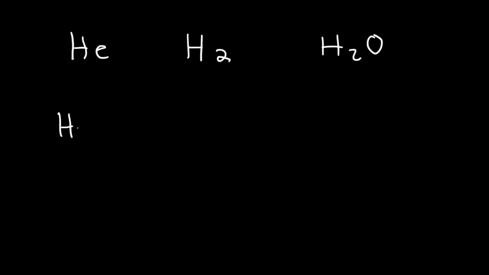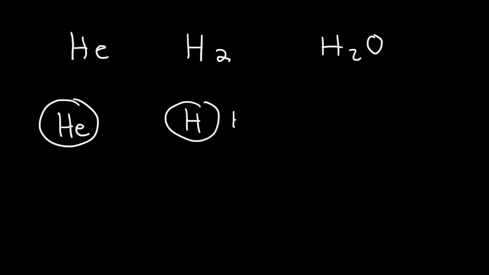Helium is composed of atoms. Each particle of helium is made up of one atom of helium. A particle of hydrogen gas is a molecule. One particle contains two atoms. A molecule is basically a particle with multiple atoms.